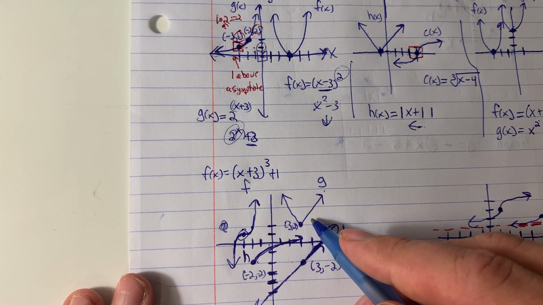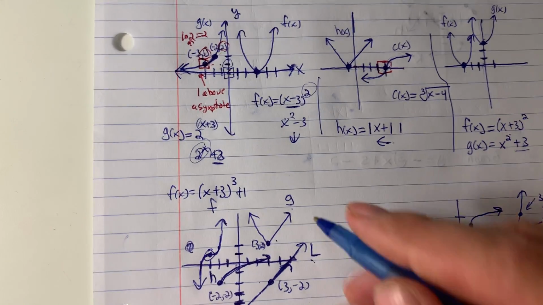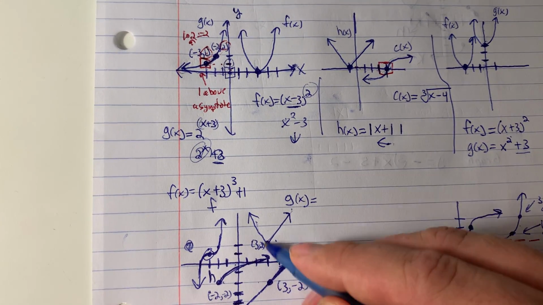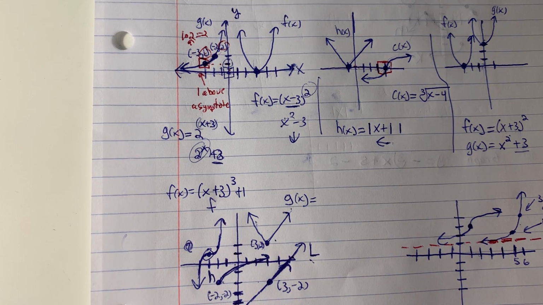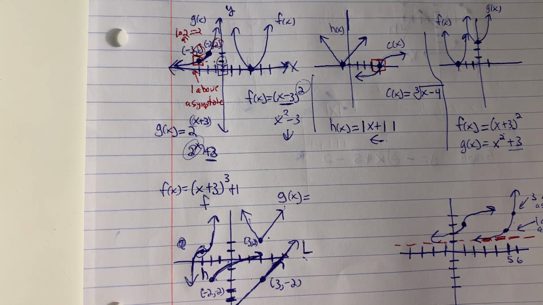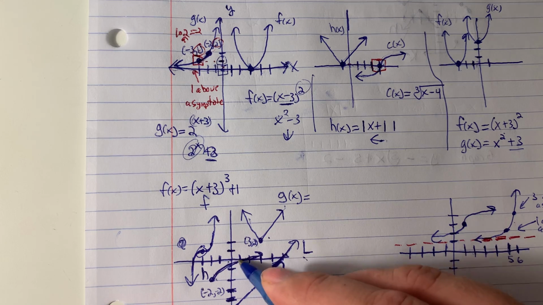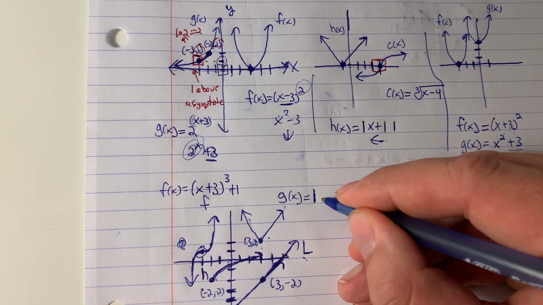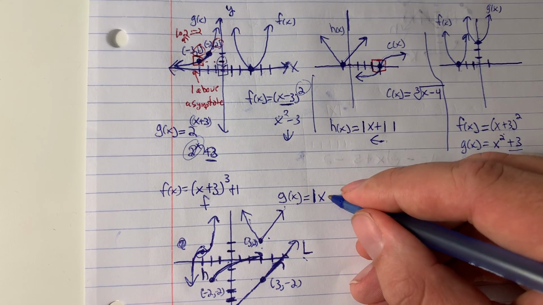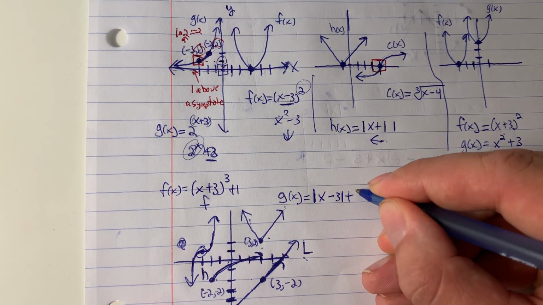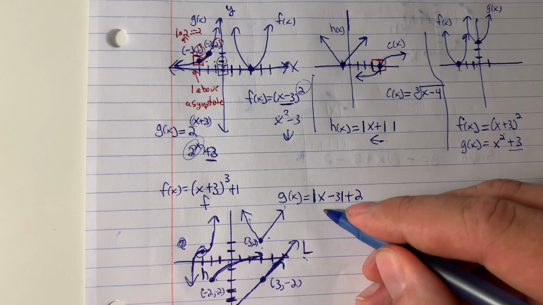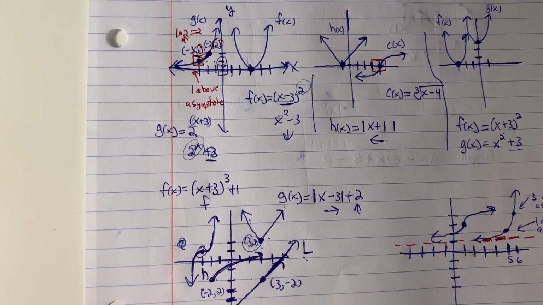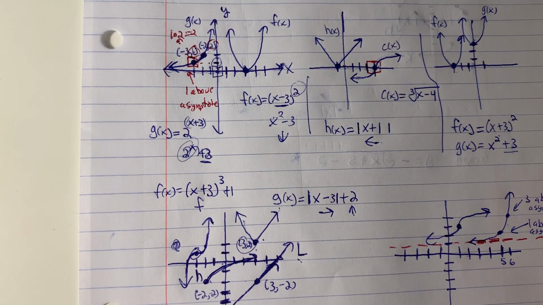Let's do g of x next. G of x is going to equal, this is an absolute value parent function. So hopefully you got the equation right here. What is this equation? Well, it got shifted 1, 2, 3 to the right, 1, 2 up. So it's absolute value of x minus 3 plus 2. This is 3 to the right and 2 up, which is how we got our key point, the vertex, to move over by 3 and up by 2.